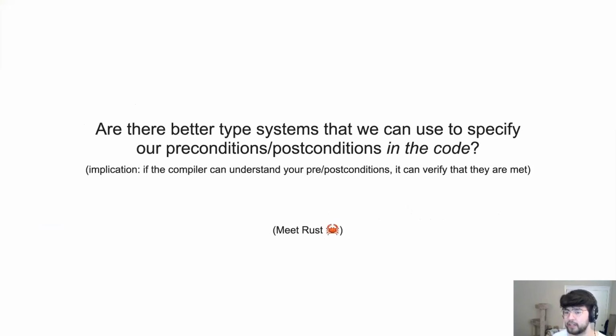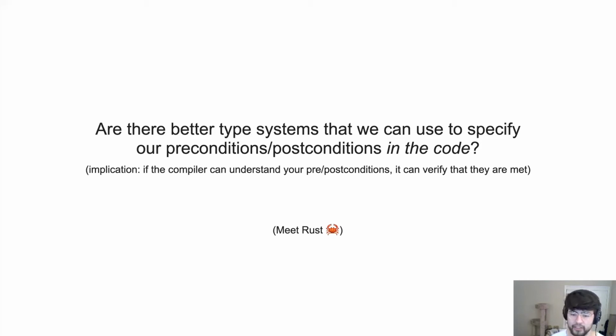And the key question of this class is, are there better type systems that we can use to actually specify our intent in the code in a way that the compiler can understand? Because if the compiler is able to understand your pre and post conditions, if it can understand that you're returning a pointer to heap allocated memory that needs to be freed by somebody, and then it can actually check that, oh, hey, somebody did call free on this, then it can verify that you met your pre and post conditions and that your code is looking better. And this is really what we're trying to get out of Rust.